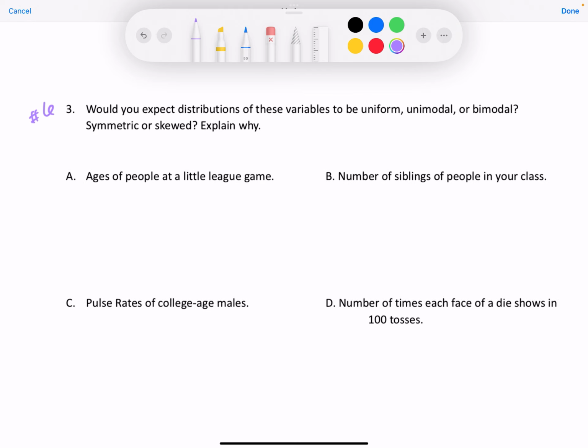All right. Would you expect distributions of these variables to be uniform, unimodal, or bimodal, symmetric, or skewed? Explain why. Ages of people at a Little League game. So probably more unimodal. Little kids, right? But then there's parents there too, and there's old people.